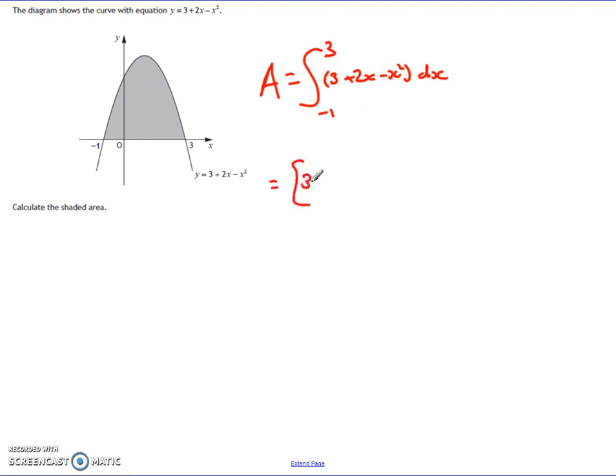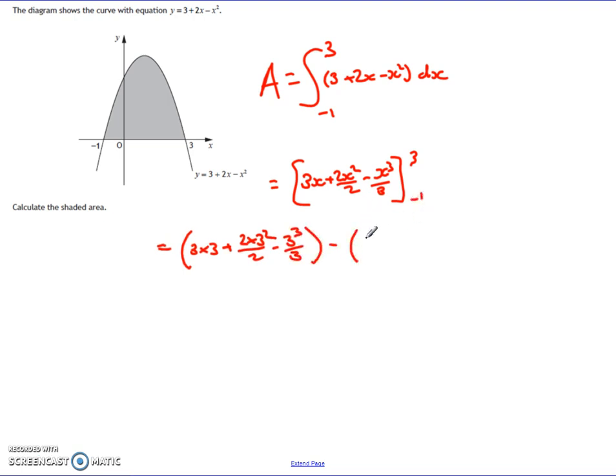So integrating that gives me 3x plus 2x squared over 2, take away x cubed over 3 from -1 to 3. Substitute these in, let's see what we get. So it's 3 times 3 plus 2 times 3 squared over 2, take away 3 cubed over 3, that's the upper limit. Then we do it for the lower limit at -1, 3 times -1 plus 2 times -1 squared over 2, take away -1 cubed over 3. Do each term, simplify the brackets, and then find the difference.